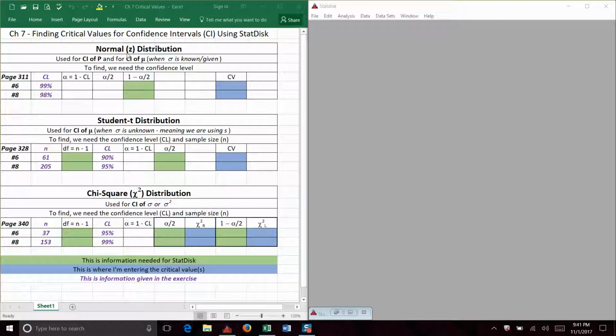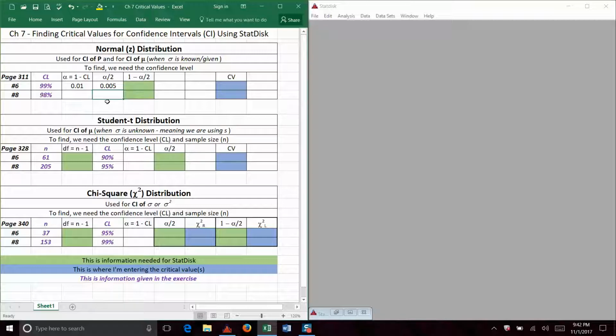So for the normal distribution, we simply need the confidence level to find the critical value. Once we have that confidence level, we're going to need to find alpha, which is the leftovers. So if it's 99%, the leftover is 1%, and we're going to have this in decimal form. And then because it's the middle 99% that we're taking, we've got that alpha split between the two tails, which is why we have to cut it in half here.